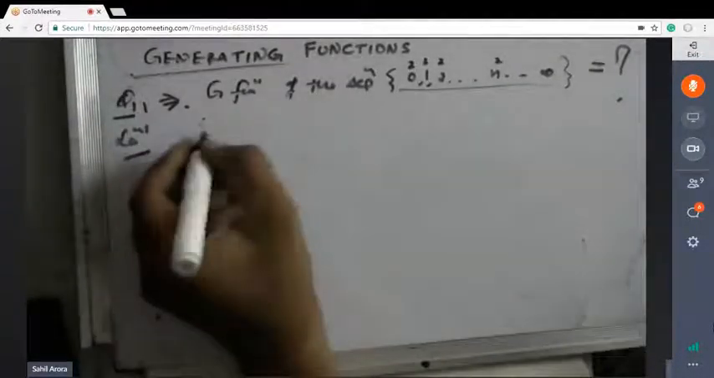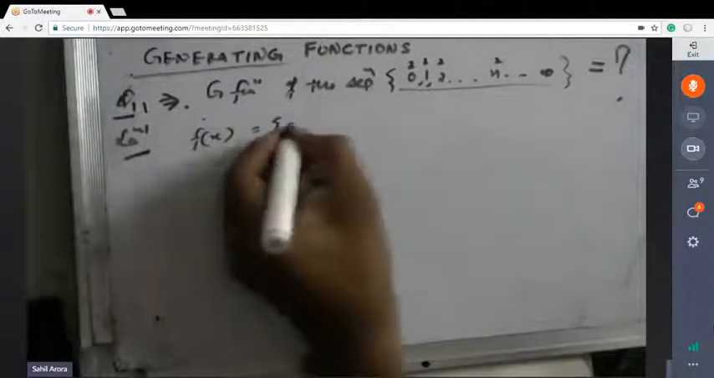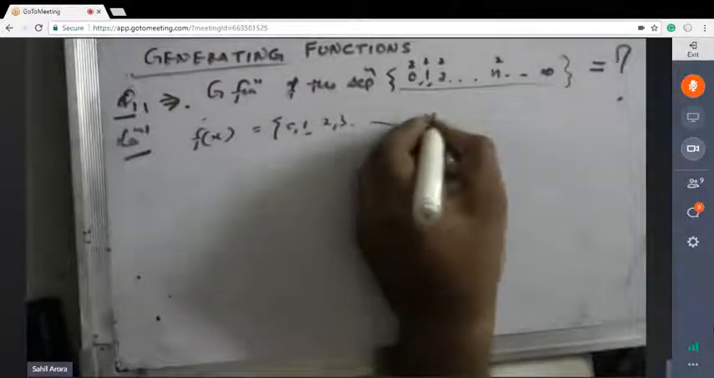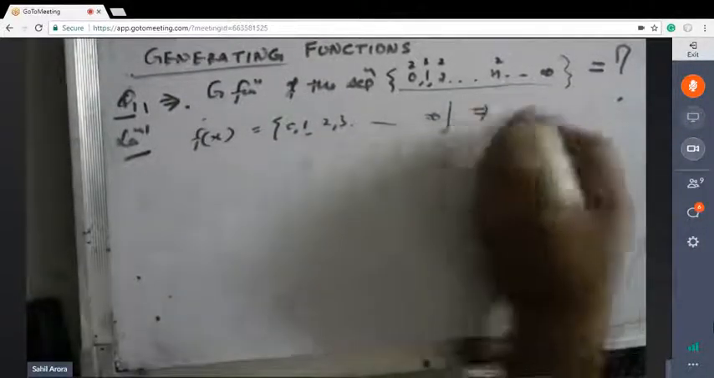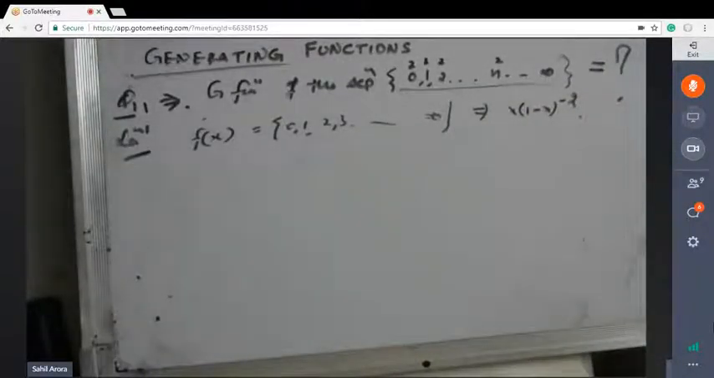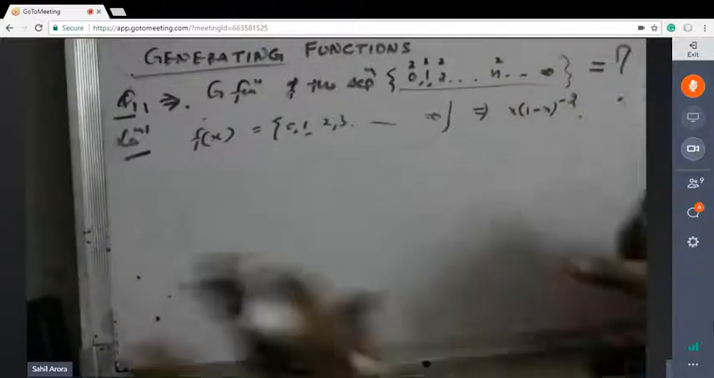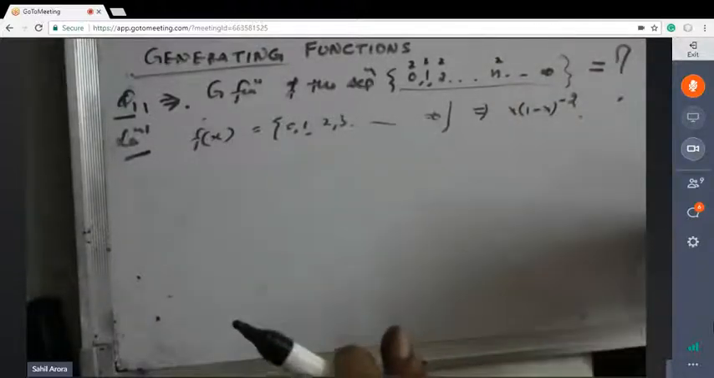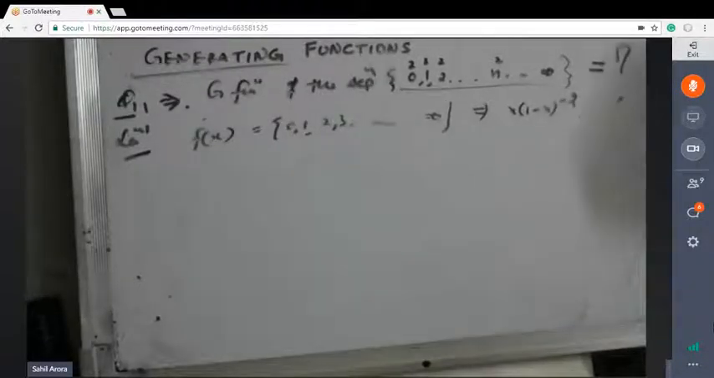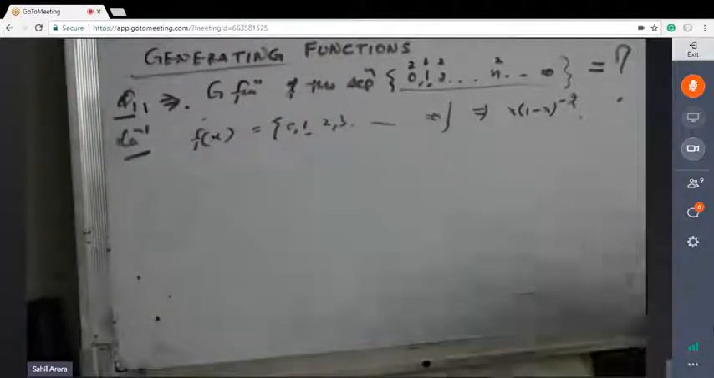We've already found out that if the sequence is 0, 1, 2, 3, so on up to infinite, the generating function becomes x into 1 minus x whole power minus 2. So there is a shortcut for finding the generating function for this. One way is the usual process I discussed, and another way, yes Ajinkya, you are right, we can differentiate the previous one, but again we need to multiply that with x, because we take x as common also.